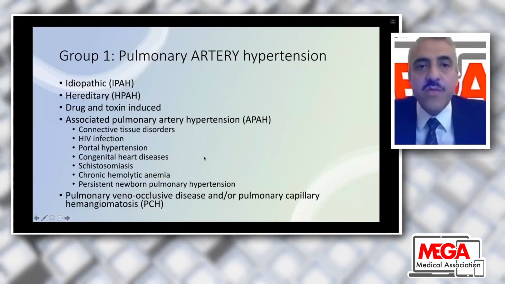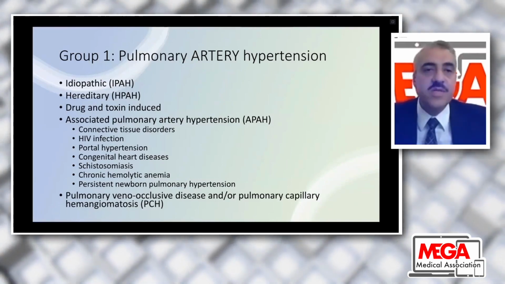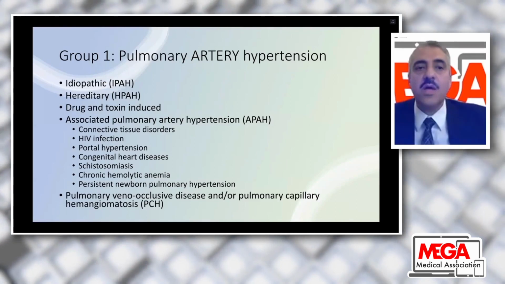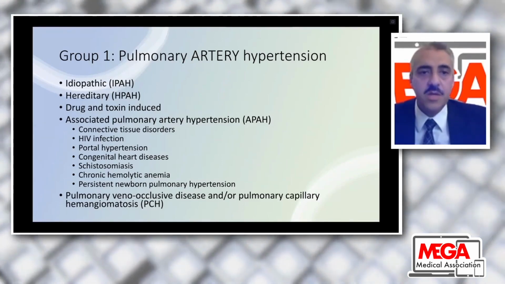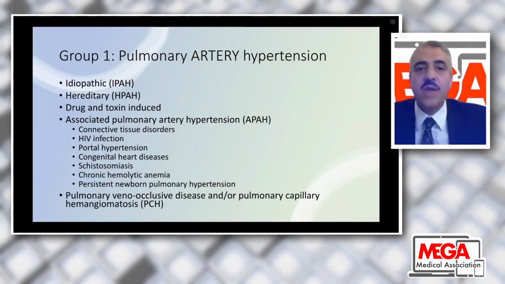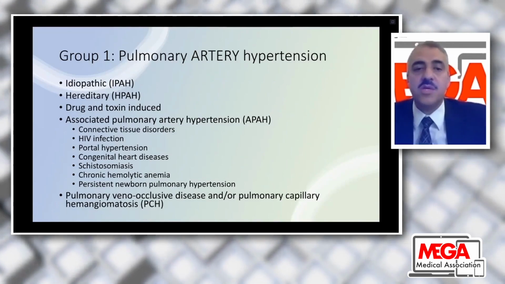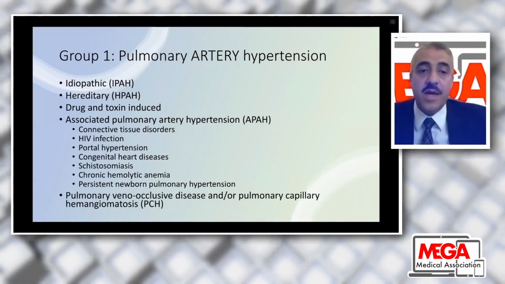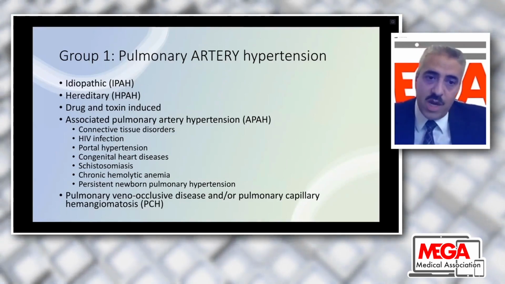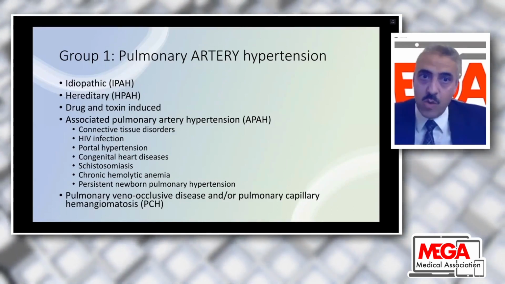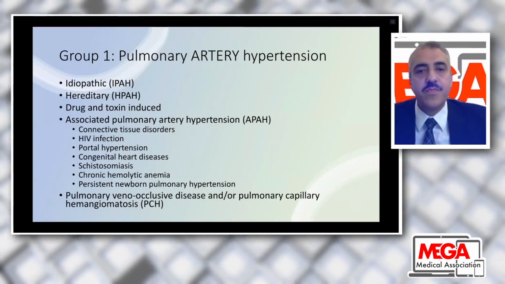Now we are going to review the causes and pathophysiology of every group on its own. Group 1 is usually an idiopathic disease, hereditary disease, sometimes drug and toxin induced, but most famously associated with other diseases like connective tissue disease, AIDS, portal hypertension, schistosomiasis, and chronic hemolytic anemia. These are the causes of pulmonary arterial hypertension.